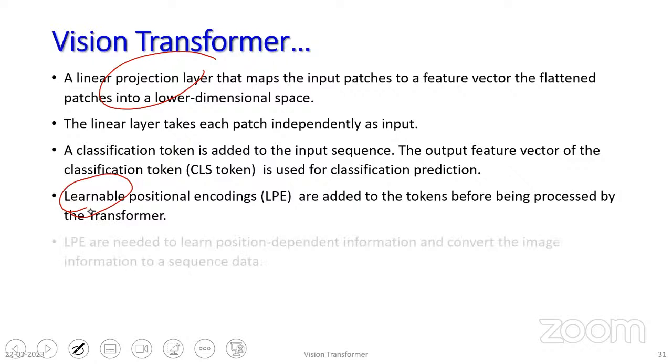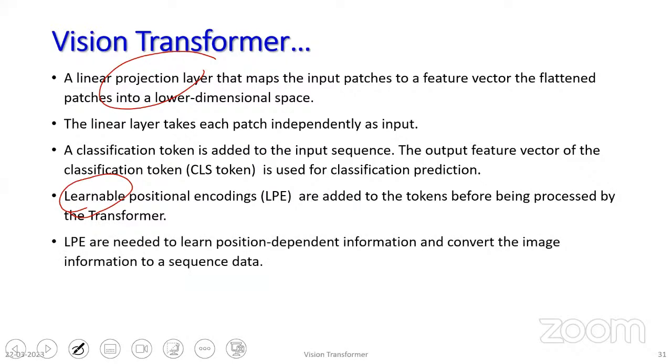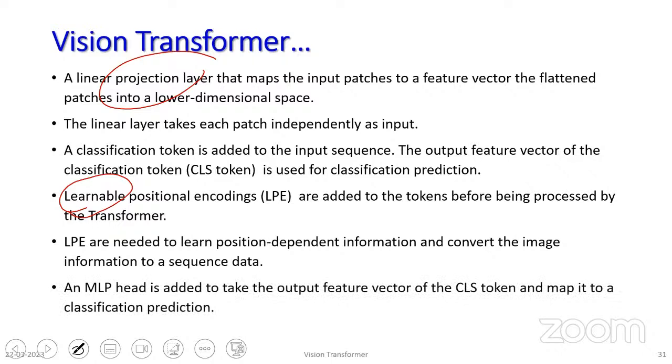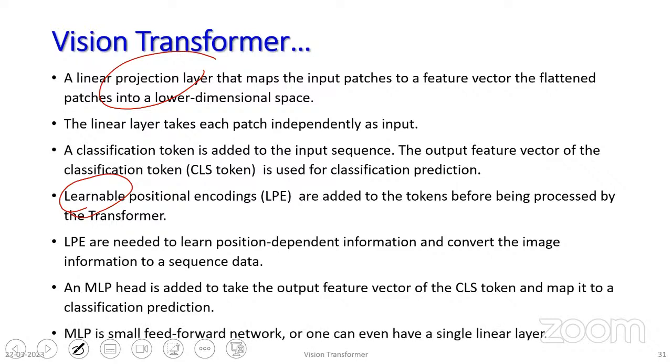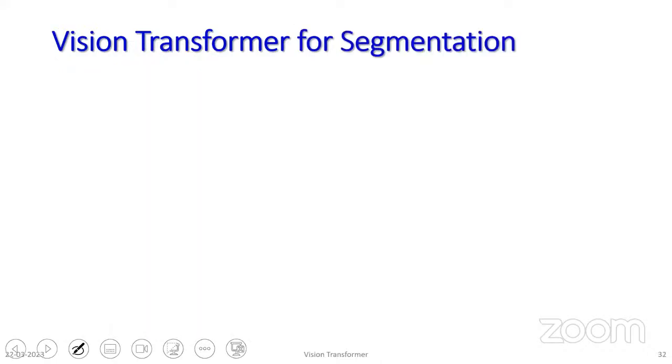So here it is a learnable position embedding that is used, and it is needed to learn position dependent information and convert the image information to sequence data. That means how different patches are aligned to represent a pattern, right? An MLP head is added to take the output feature vector of the class token and map it to a classification prediction. So MLP is a small feed forward network, or one can even have a single linear layer. That is what is done in this.